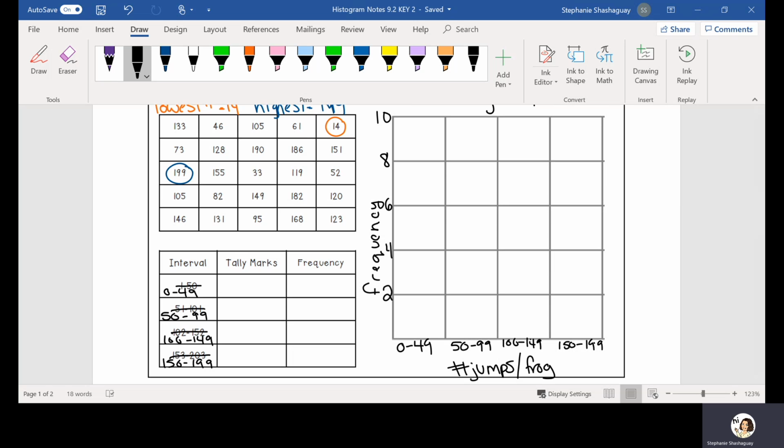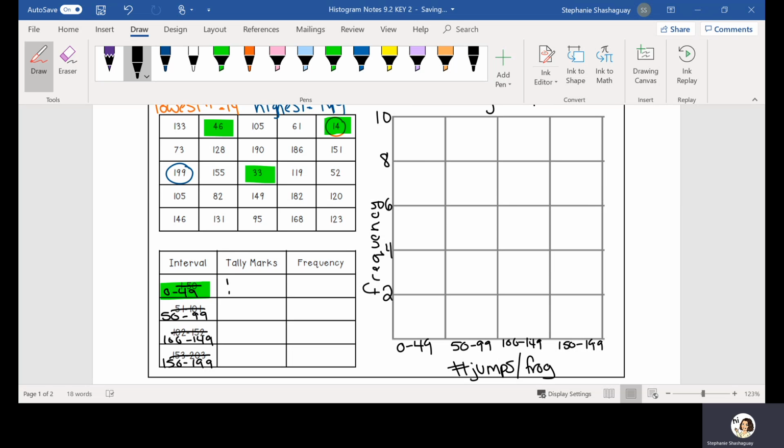Now I am going to highlight, or you can just cross off as you mark them, but I like to highlight in case I make any mistakes or forget something. First I'm going to look through for all my numbers that are 0 to 49. Going across the first row, I see 46 and 14. Going across my second row, I don't have any. My third row, I have 33. My fourth row, I don't have any numbers, and my fifth row, I don't have any numbers that fall into the category of 0 to 49.